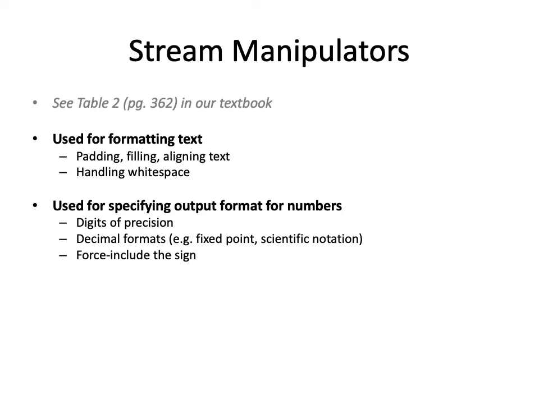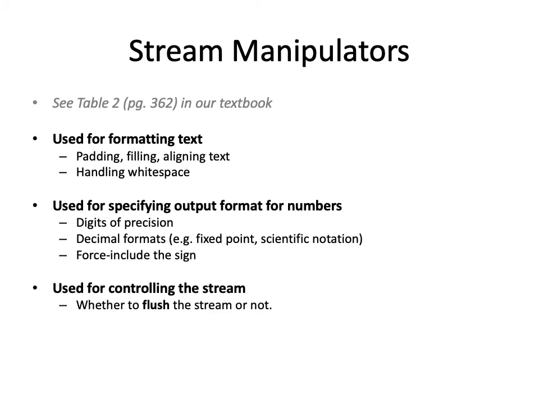It's used for specifying output format for numbers. So for instance, how many digits of precision do you want? Do you want to express it in a fixed point notation or scientific notation? Do you want to include the sign? Like, a negative number will always have the negative in front of it, but do you want to force positive numbers to have the positive sign in front of them?